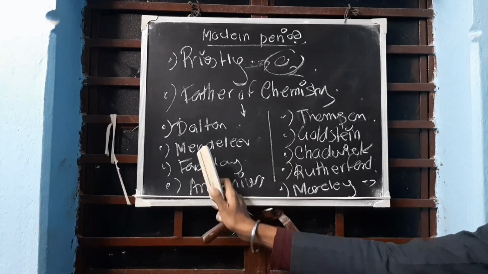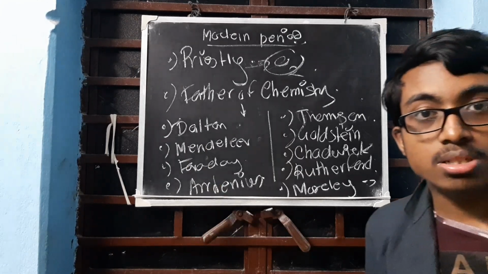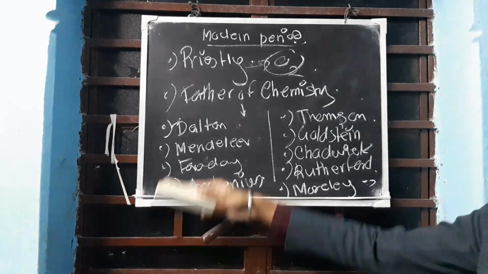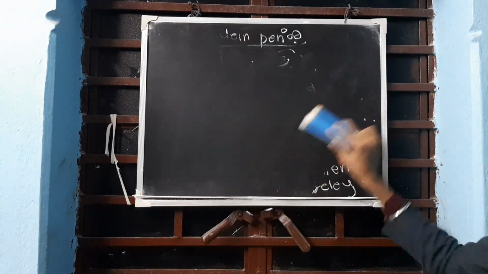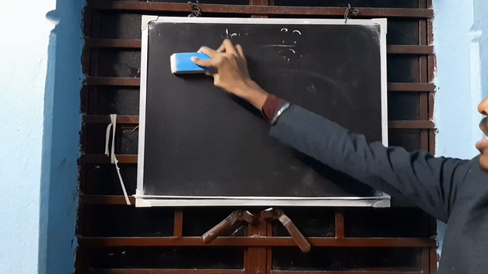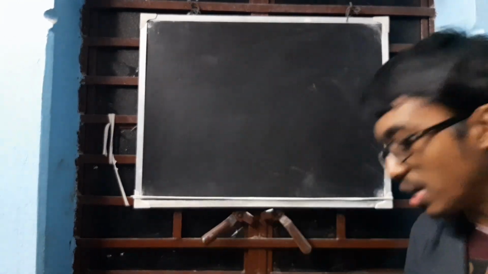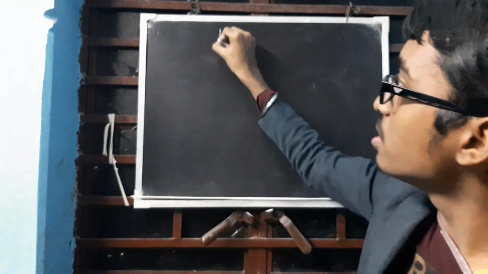Mendeleev said atomic mass, but isotopes come into play. Okay, done. These are the periods of chemistry that we are learning as of yet. Now we'll move on to the next part, that is branches of chemistry.